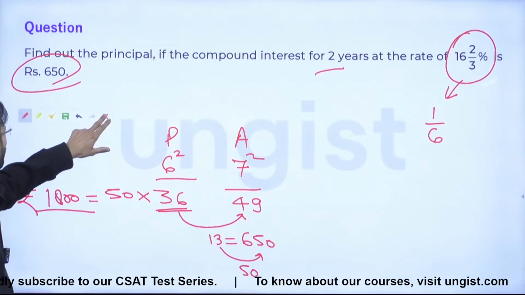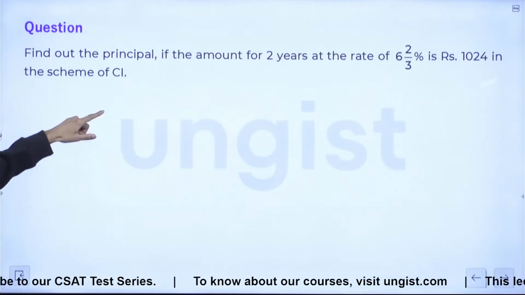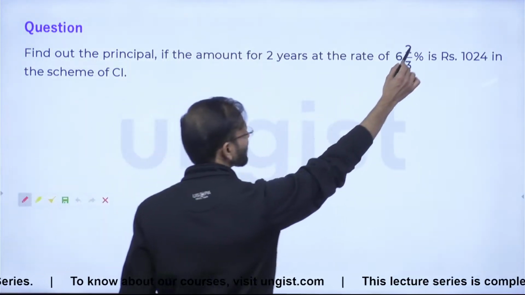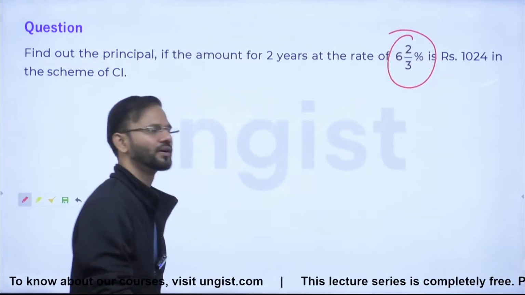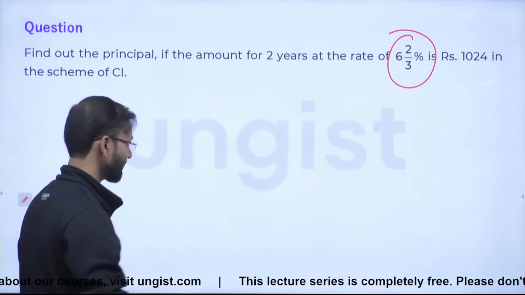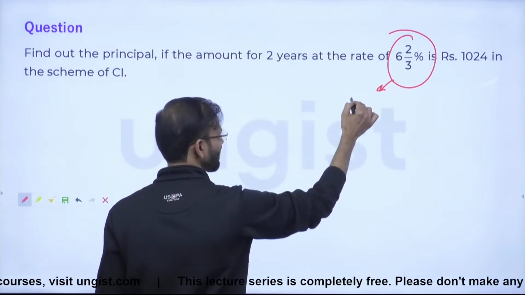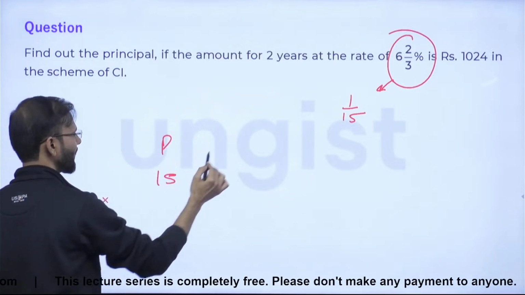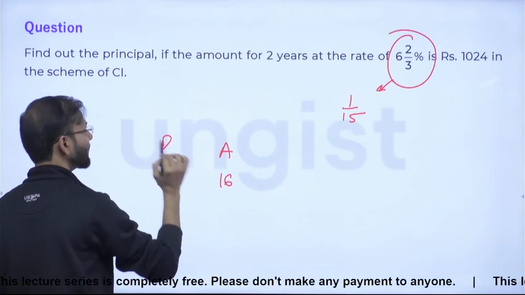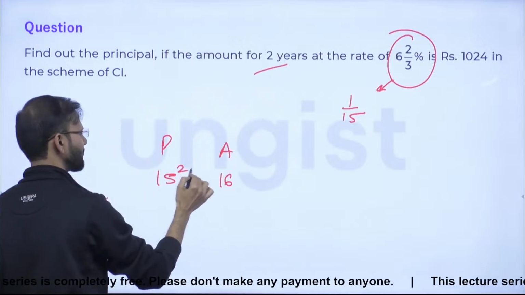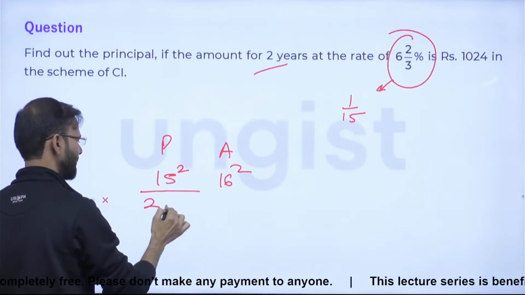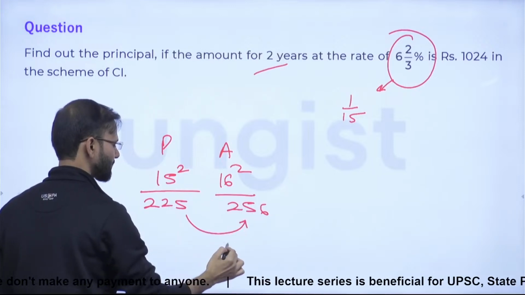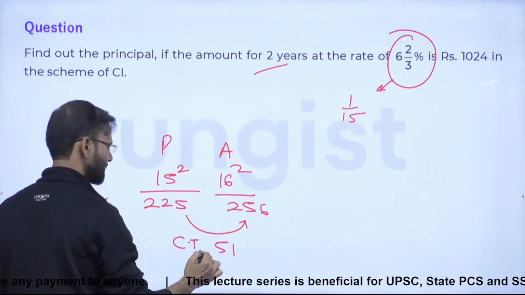हाँ, okay. मुझे बताइए जरा, इसको देखिए guys. What is this, everyone? What is this? 1 by 15. Very good. All of you, this is 1 by 15. So principal we will assume as 15 and amount will be 16, right? Time is 2 years, so this will be 15 square and 16 square. So this is 225 and this is 256. What is this? 31. CI is 31, guys.